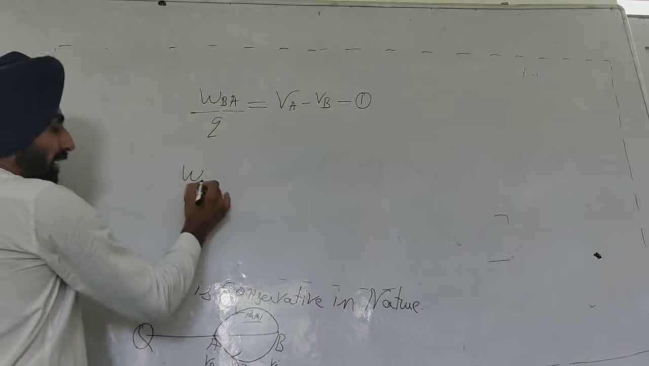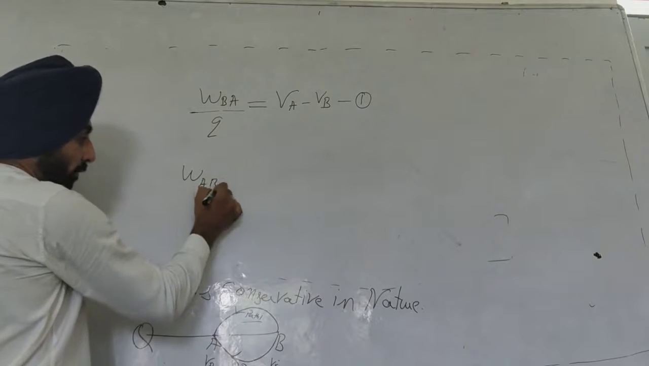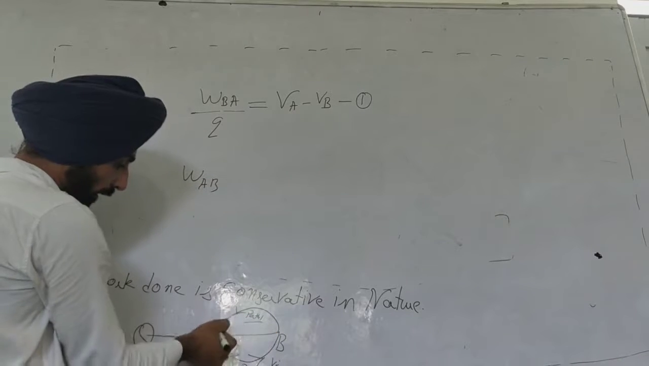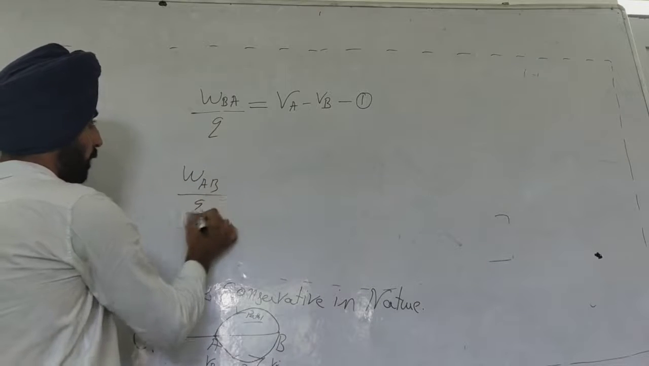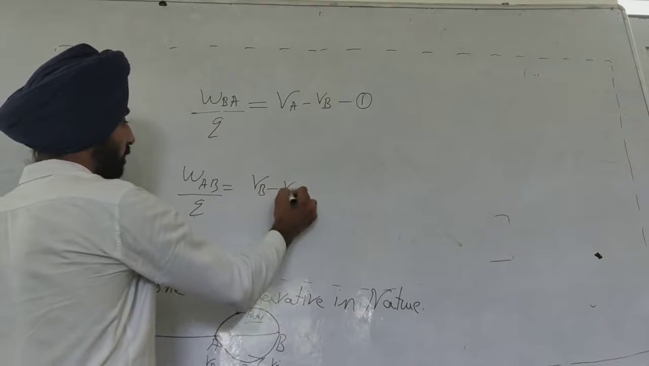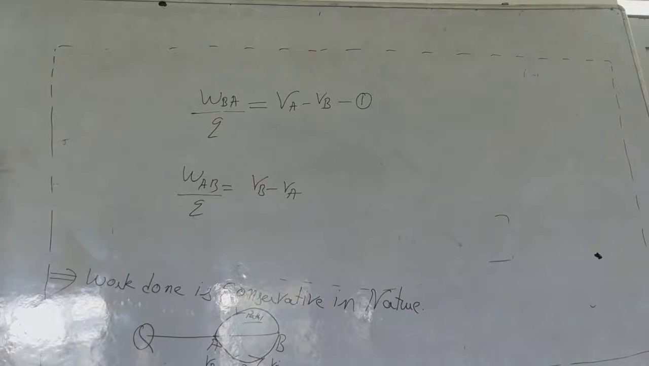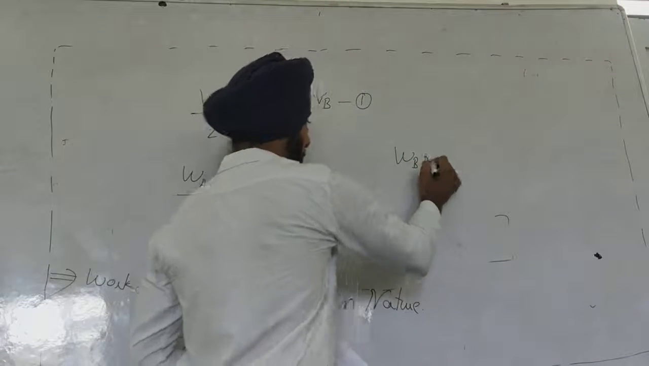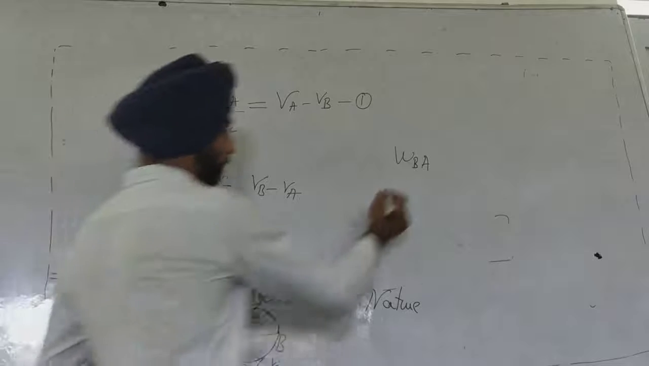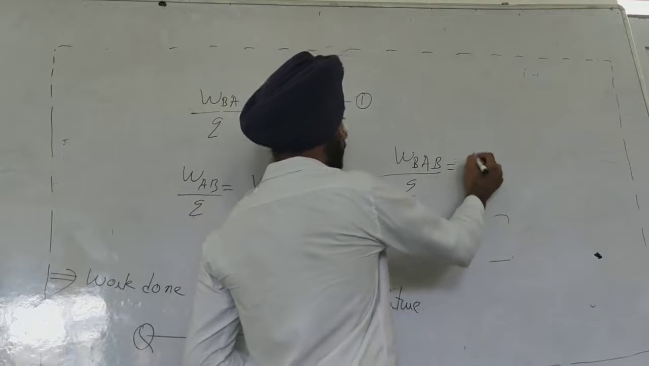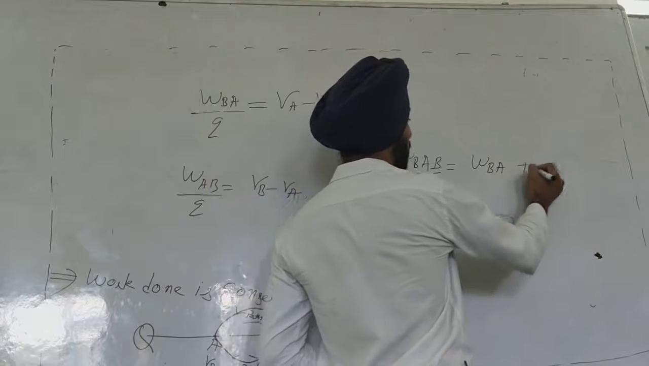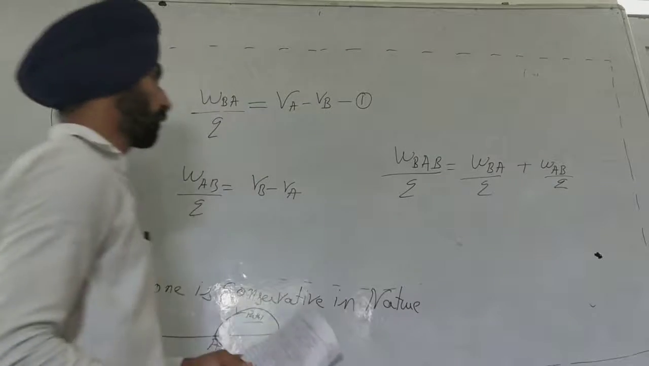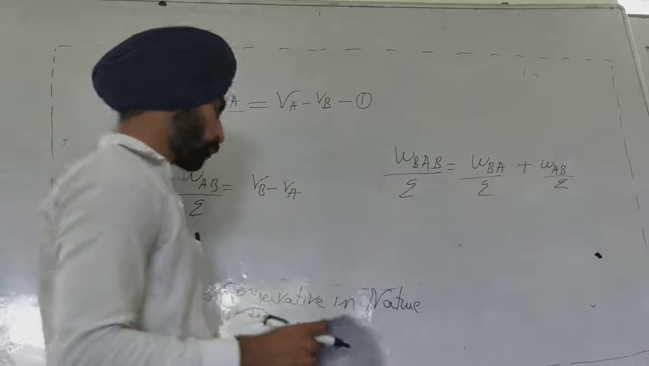Suppose now you are bringing the test charge from A to B. In path number 1, B to A. In path number 2, A to B. So what will be the total work done in a closed path? Work done from carrying B to A, and then A to B. It will be equal to first B to A, then A to B. So this is the total work done in a closed path.